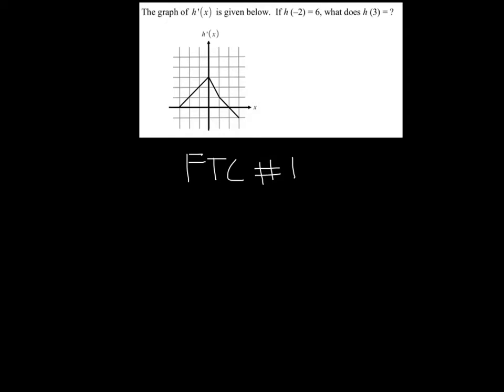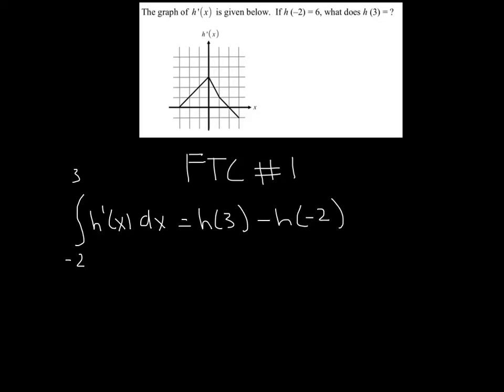So once again, the way you want to set this up is you want to say, okay, I want to integrate this function from negative 2 to 3 of h prime of x. And let's just be accurate and put dx. Now, fundamental theorem of calculus part 1 says that that is going to equal, because you're integrating a derivative, that gets you back to the original function, h of 3 minus h of negative 2.